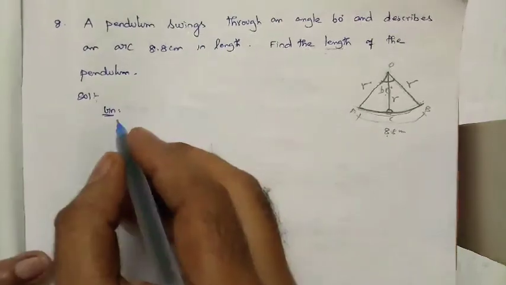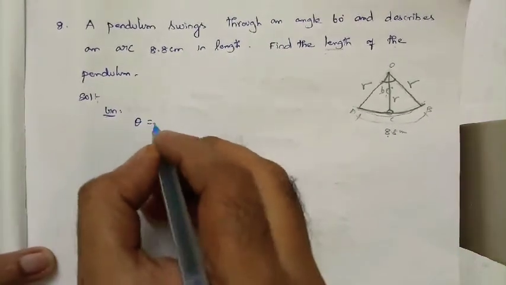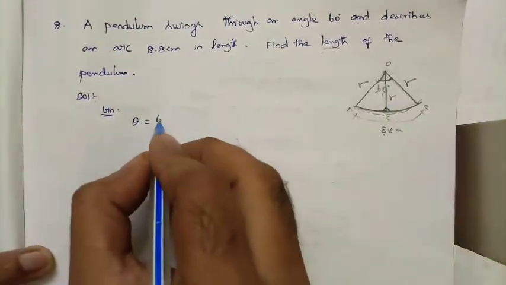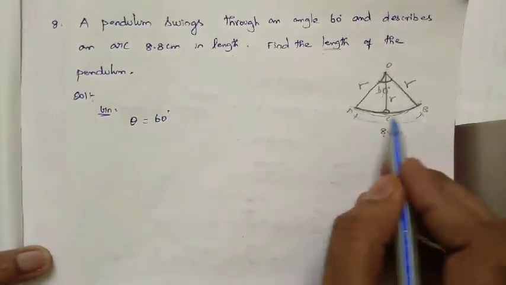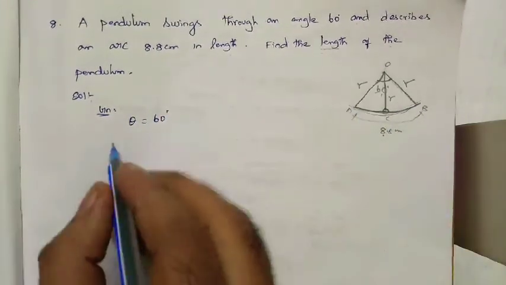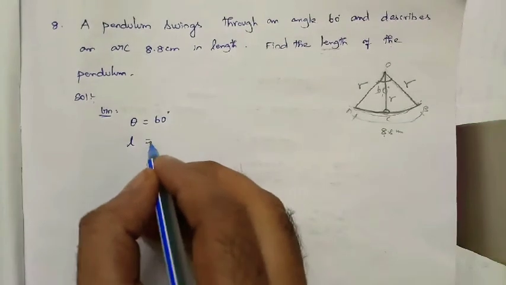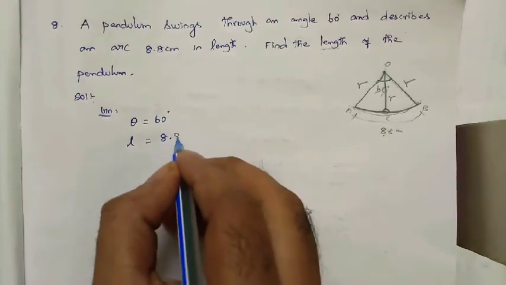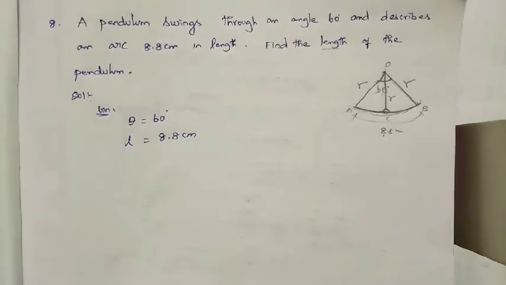So what is given? Theta of the sector is 60 degrees, and the length of the arc, L, is equal to 8.8 centimeters. The length of the arc is 8.8 centimeters.